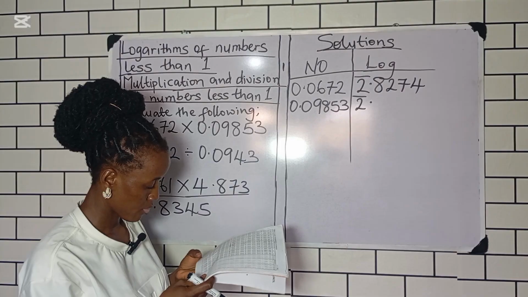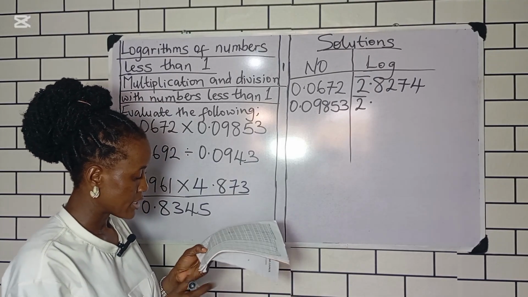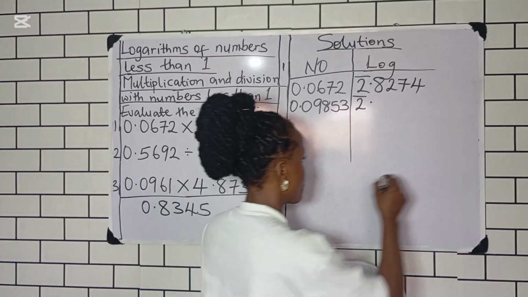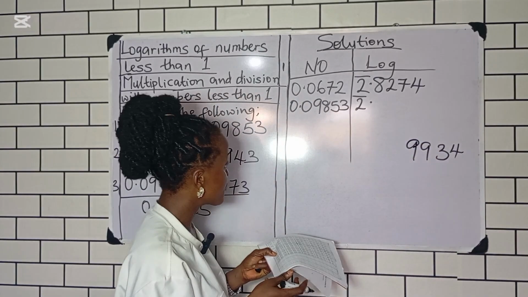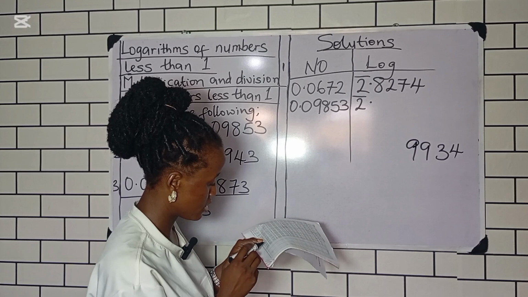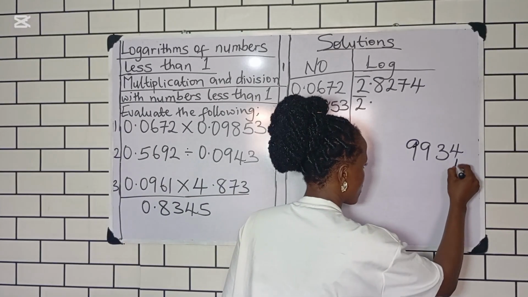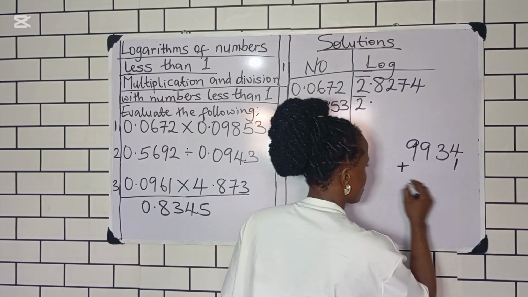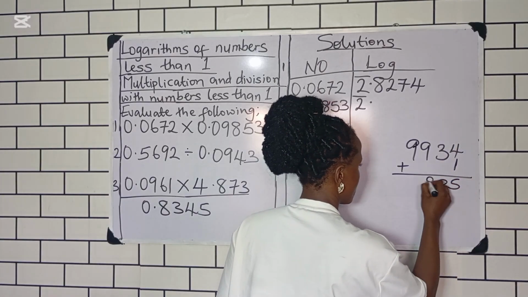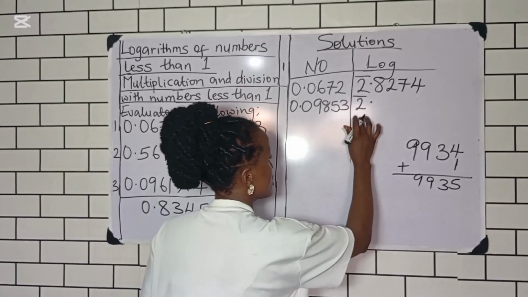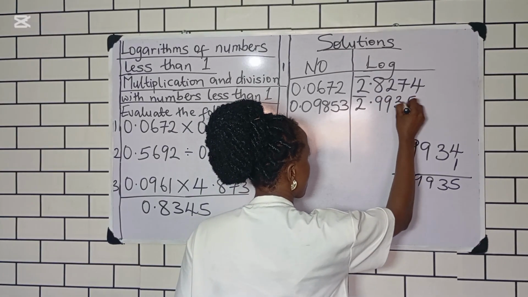98 under 5 is 9934. Now the difference of 3 here is 1. That 1, you add it under the last digit. You do your normal addition. 4 plus 1 gives us 5, then 3, 9, 9. Therefore, this will give us 9935.